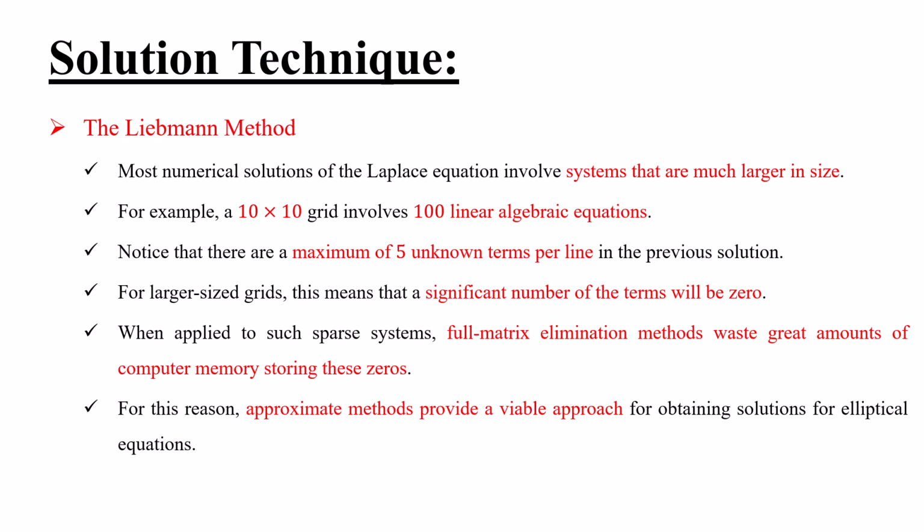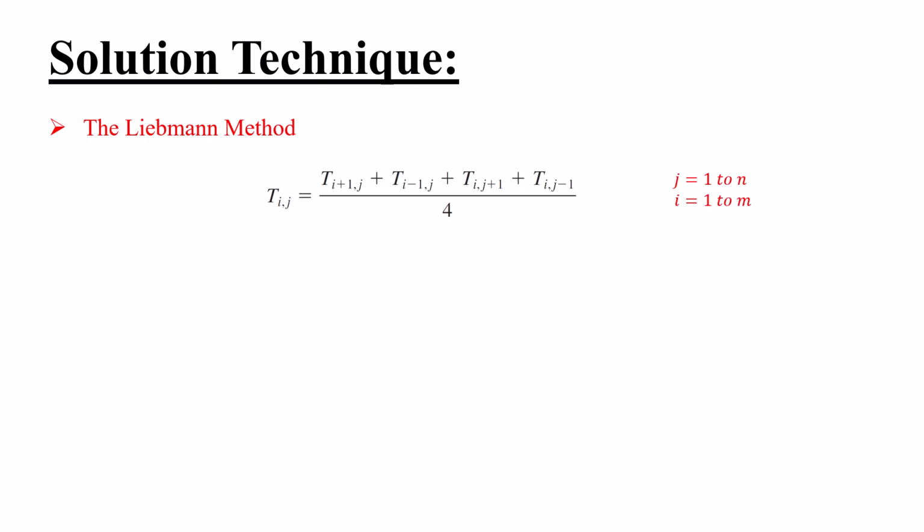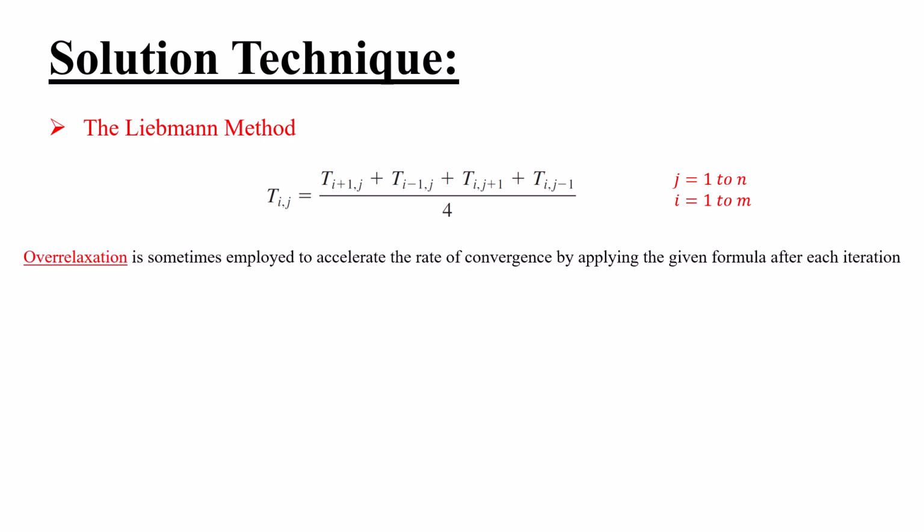So what is the solution? For this reason, approximate methods provide a viable approach. We solve iteratively using a formula like the Liebmann method, a form of successive over-relaxation that improves convergence. We continue iteration until the change is small. In Liebmann's method, we just rewrite the difference equation for Tij first, and then over-relax the new point found, so that convergence is improved.